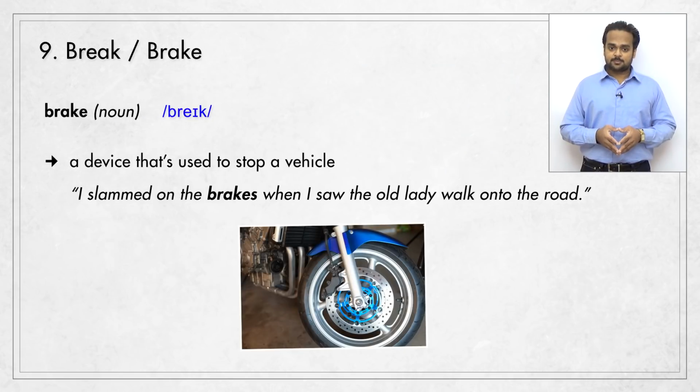The word brake, spelled with A-K-E, is a noun that refers to a device that's used to stop a vehicle like your car, motorbike, etc. I slammed on the brakes when I saw the old lady walk onto the road. Slammed on the brakes means I applied the brakes suddenly.